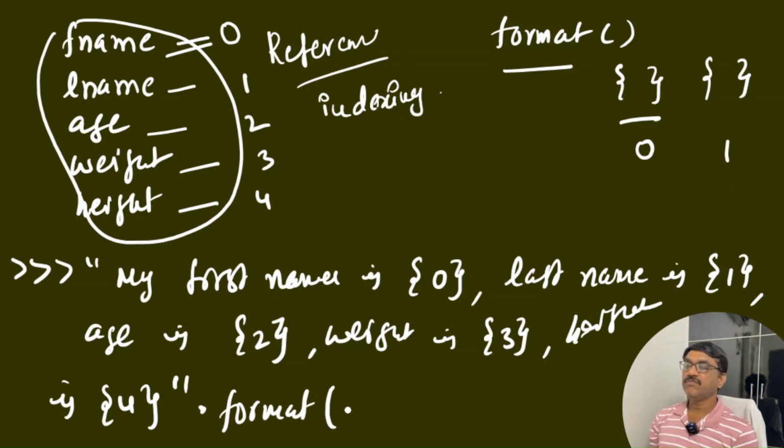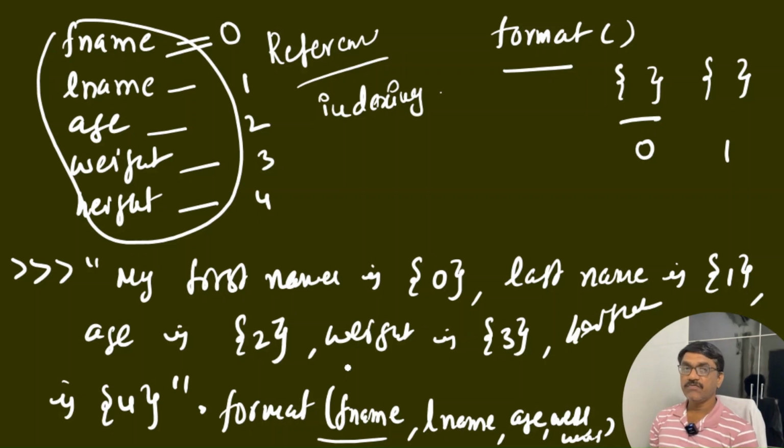Here, whatever variable you give first is given as 0 index. So fname, first I'm writing fname, this is 0. If you write lname here, it will be given the 0 index, right? So the first variable gets the index 0, the second variable gets the index 1, third one is age, here I'm writing weight and height. This is how the reference can be done by using index values.